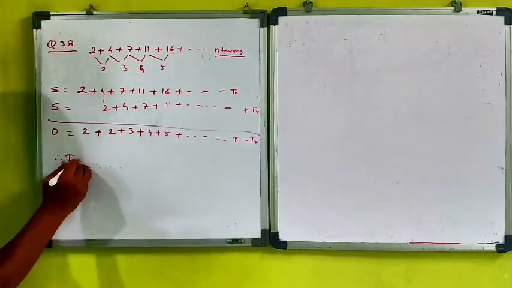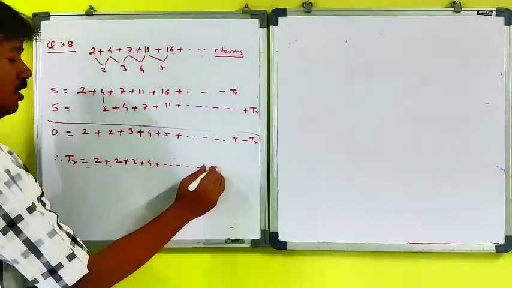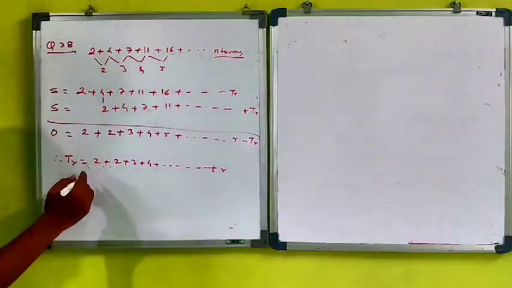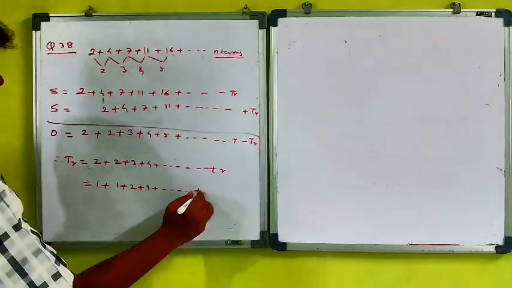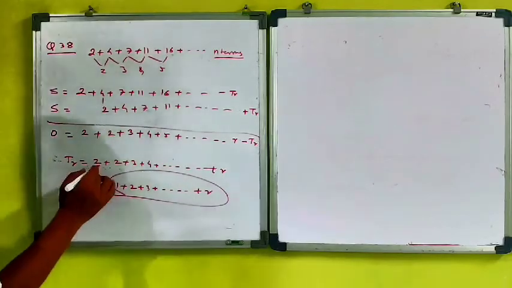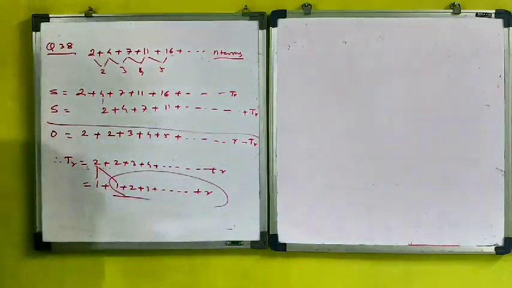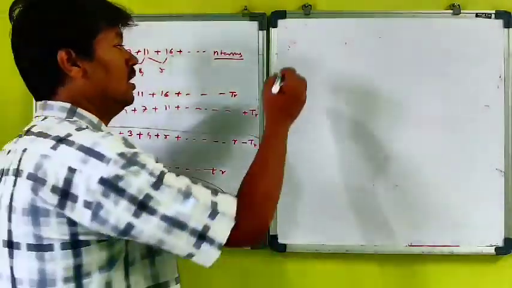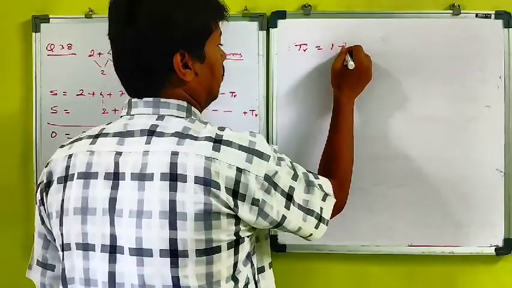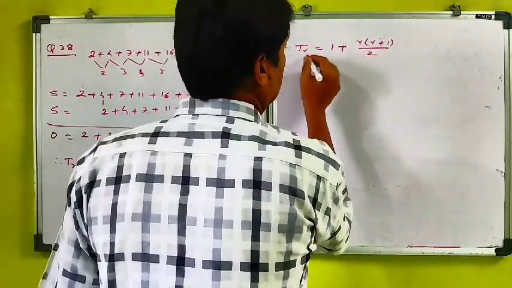Therefore, Tr is 2 plus 2 plus 3 plus 4 plus up to r. Now, 2 we can split as 1 plus 1 plus 2 plus 3 plus up to r. This 2 is split as 1 and 1. And what is the summation of 1 plus 2 plus 3 up to r? We know it is r into r plus 1 upon 2. So Tr will be 1 plus r into r plus 1 upon 2. So this is the general term.